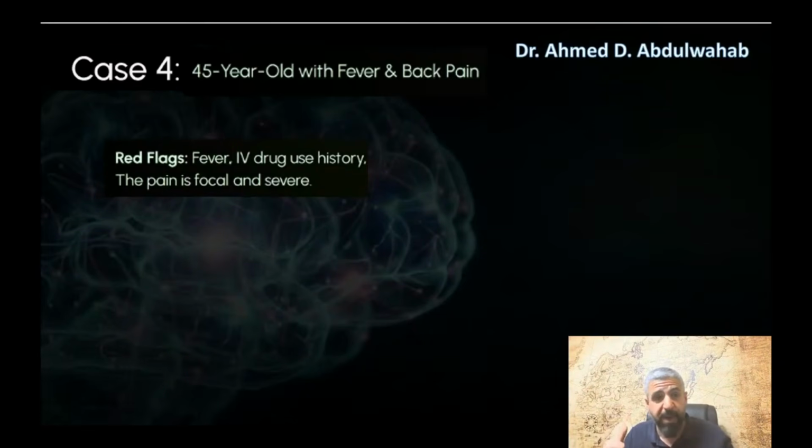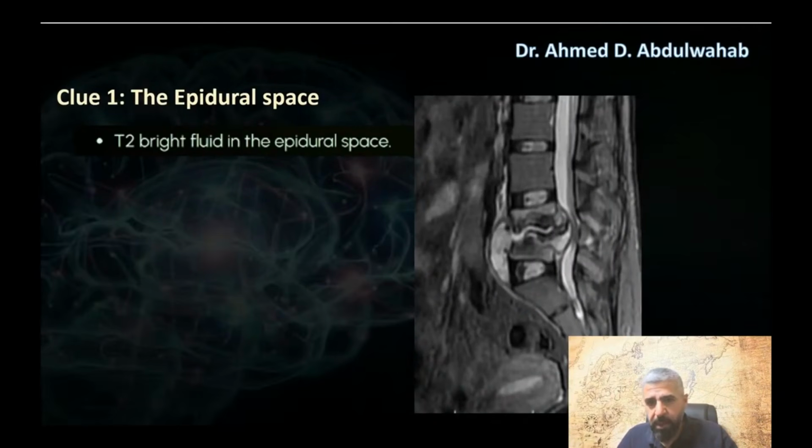You remember the episode of the microbe hunter? Again, she has IV drug use history. She has fever. It's very painful and severely focally tender. Now, let's go to the first sequence, the epidural space. Look at this T2 weighted image of the spine. There is a bright fluid signal in the epidural and even prevertebral space. What do you think is happening?